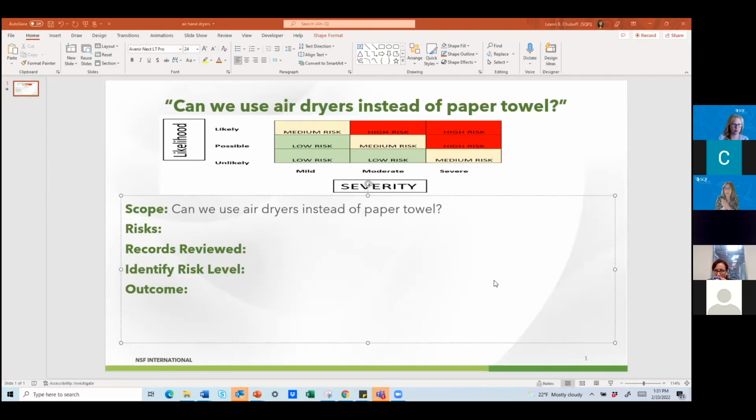So it's an added measure for keeping hands clean. However, if you can address those particular risks with use of an air hand dryer, you can use that instead of a paper towel.